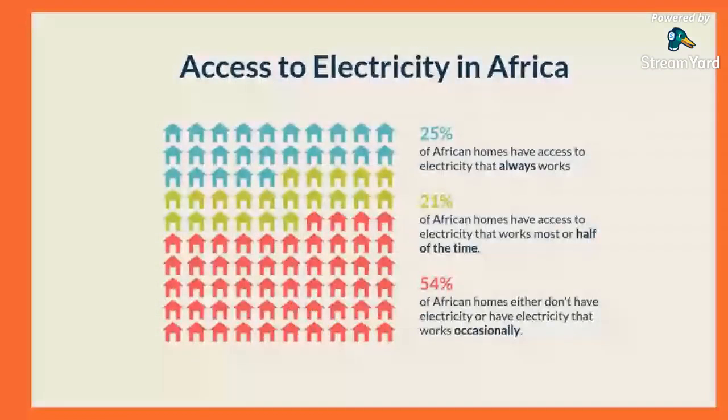Ito, another sample, access of electricity to Africa. Makikita nyo dito based on colors. 25% have access to electricity that always work. And then may green color, 21% of African homes have access to electricity that works almost half of the time. And then itong red, 50% of African homes either don't have electricity or have electricity that works occasionally. So this is one sample of how to use a pictograph.